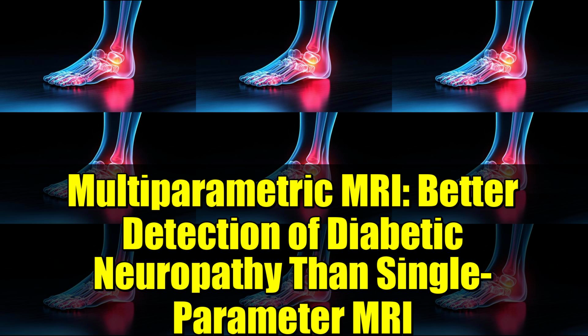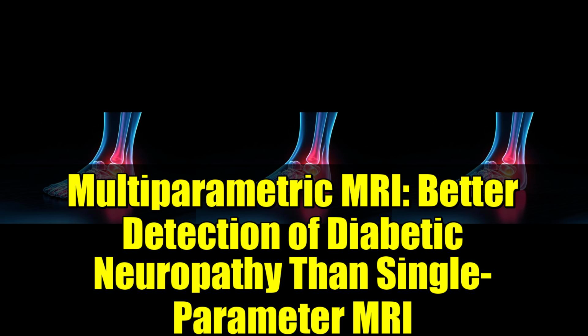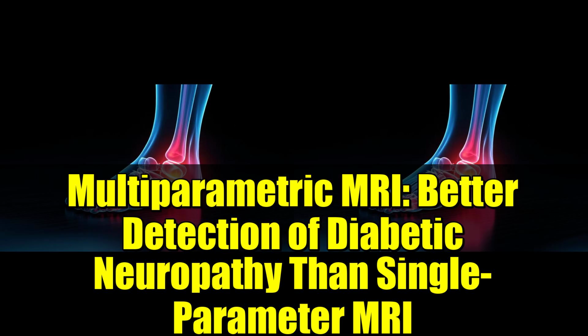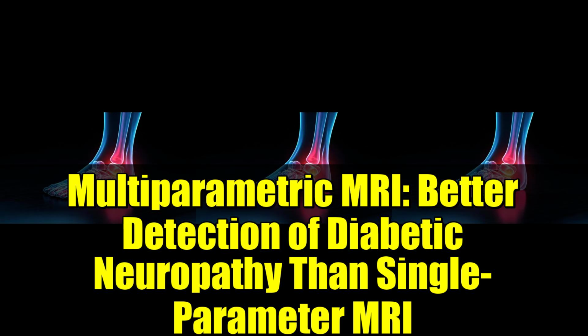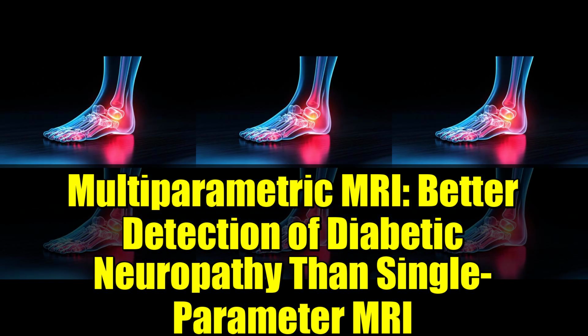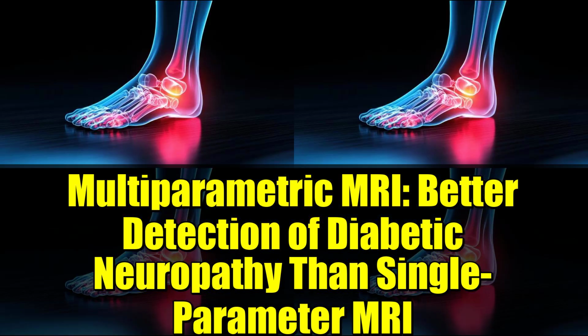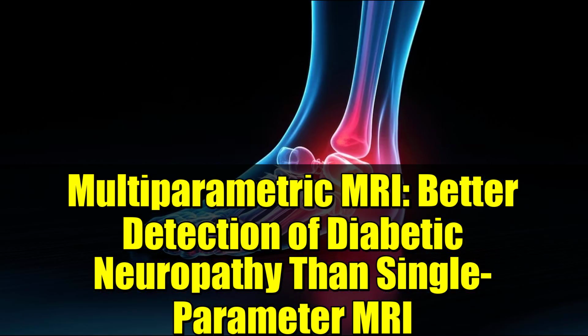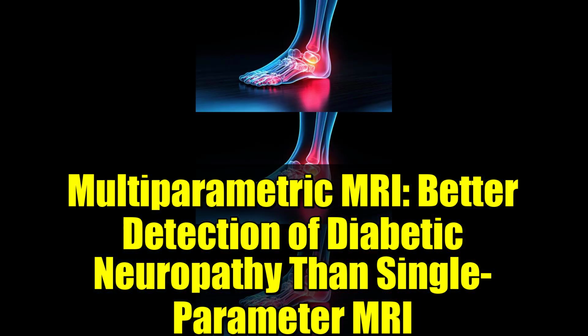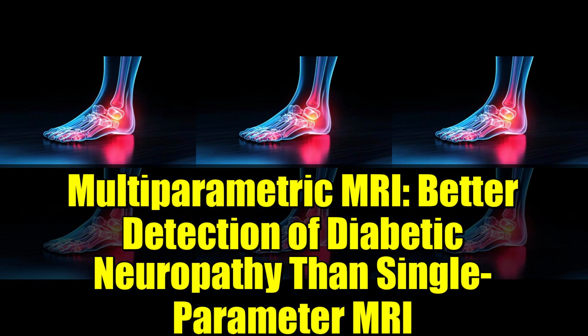But here's where it gets exciting. Researchers have found that multiparametric MRI, combining diffusion tensor imaging, DTI, and T2 mapping, significantly outperforms traditional single-parameter MRI in identifying this silent threat. Dr. Eun-Sun Oh, lead researcher from Suncheonhyang University Seoul Hospital, explains that current diagnostic methods like nerve conduction studies and electromyography are not only uncomfortable for patients but also lack sensitivity. This is where multiparametric MRI steps in as a potential game-changer, offering a non-invasive and highly accurate solution.